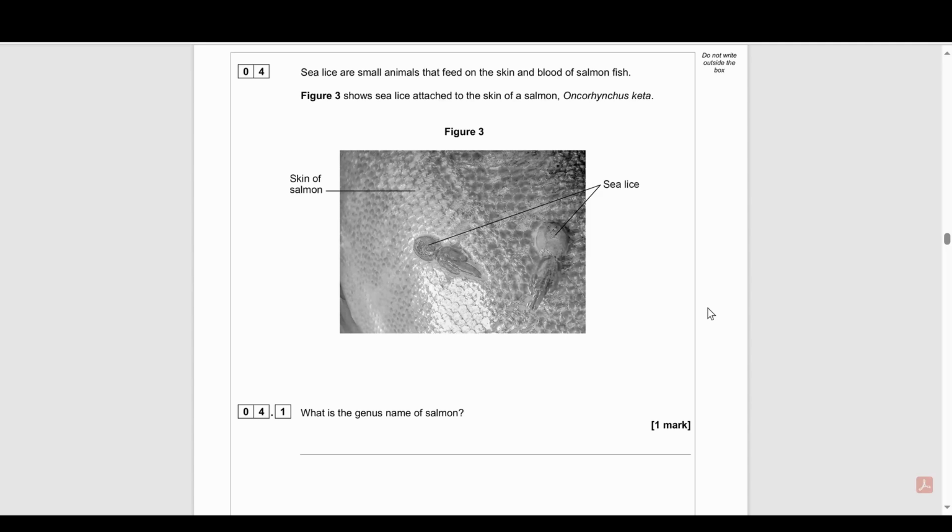4.1. What is the genus name of salmon? So this question is about classification. And what you need to remember are the different levels within the classification system, which was devised by Carl Linnaeus. Now they have many different names, so it's best to use something to remind you of the different names. So you can use a mnemonic, for example.